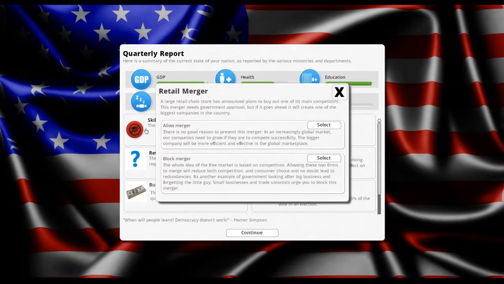So, okay, retail merger, let's see. A large retail chain store has announced plans to buy out one of its main competitors. This merger needs government approval, but if it goes ahead, it will create one of the biggest companies in the country. There's no good reason to prevent this merger. Increasingly global market, our companies need to grow if they were to compete successfully. The bigger company will become more efficient and effective in the global marketplace. The whole idea of the free market is based on competition. Allowing these two firms to merge will reduce both competition and consumer choice and no doubt lead to redundancies. It's another example of government looking after big business and forgetting the little guy. Small business and trade unionists urge you to block this merger.